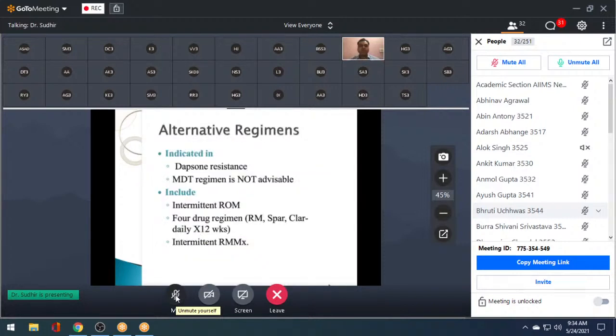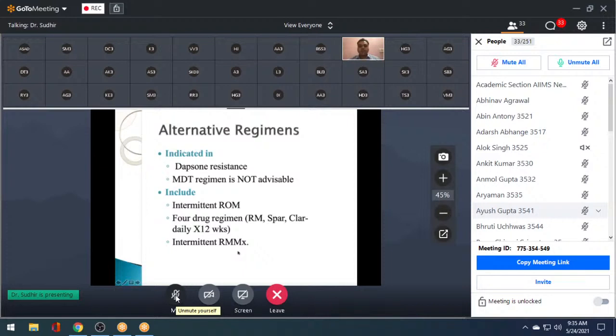So coming to alternative regimens, these are being seen in trials, but they have not been implemented in the drug treatment regimens according to the national programs. Alternative regimens are indicated in case of dapsone resistance, or if the MDT regimen is not advisable. In these cases, you can give these alternative regimens, and these include intermittent ROM therapy, rifampicin, ofloxacin, minocycline therapy, or a 4-drug regimen, that is rifampicin, minocycline plus pefloxacin plus clarithromycin, or intermittent RMM therapies.